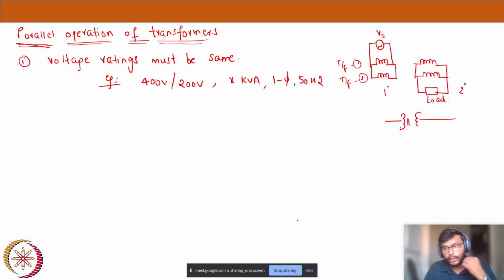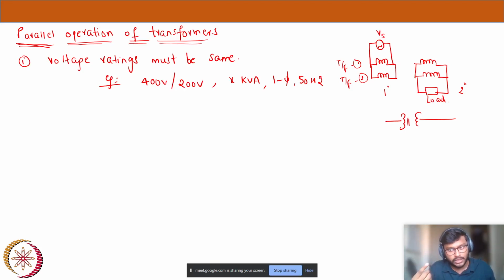That's exactly right. Load sharing is very important, because what exactly is load sharing and how can this parallel operation help? Boosting voltage may not be, because the voltage is really not boosted here. If we take an auto transformer or tap changing transformers, then we can talk about voltage boosting. Parallel operation doesn't really talk about voltage boosting, because we ensure that voltage ratings are the same.